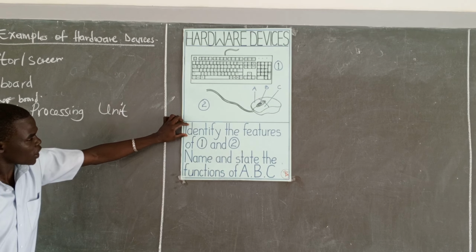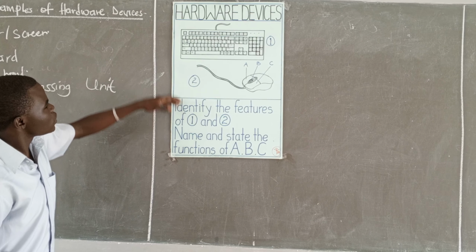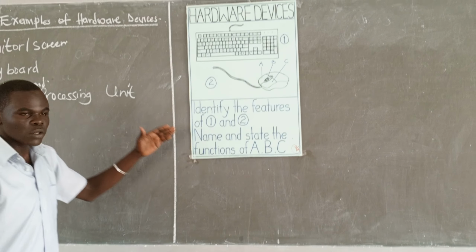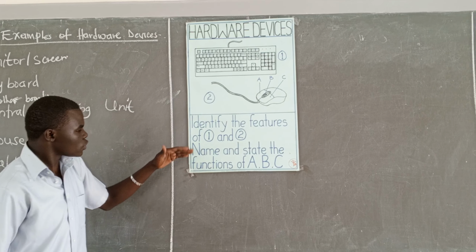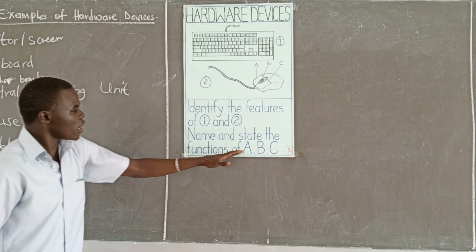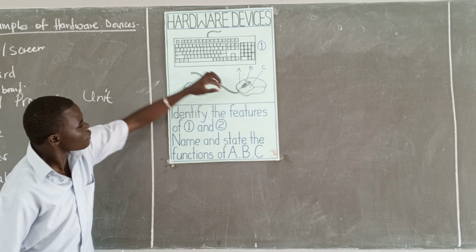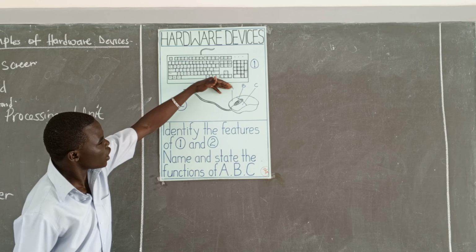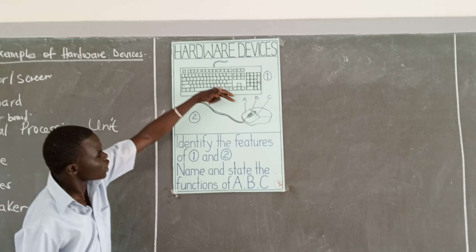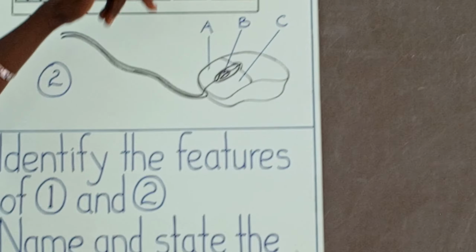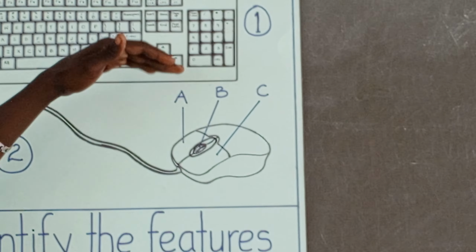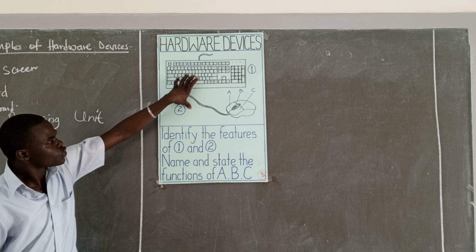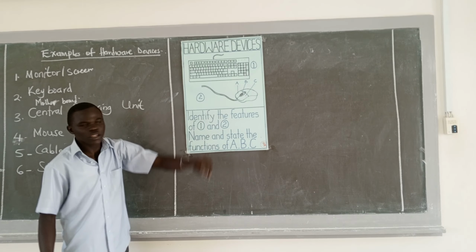The first question says we have to identify the features named 1 and 2. And then the second question is demanding you to name and state the functions of A, B, C. So when you look at figure 2, we have the three features A, B, C. You are to state the name of part A, part B, part C, and you state their respective functions. So I'm giving you 3 minutes to identify them and state the functions.